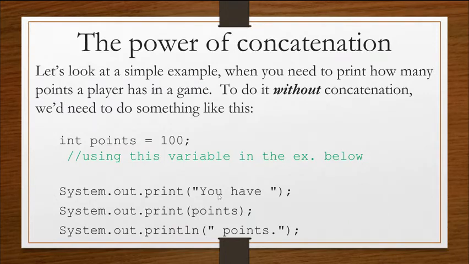Let's look at a simple example. When we need to print out how many points a player has in a game, we do it without concatenation. We've been doing it with something like this. Int points equals 100, that's our variable. And then we use a print statement, you have, and another print statement for the points variable. And we finish off the sentence with print line of points with a period. So we've constructed a sentence together.